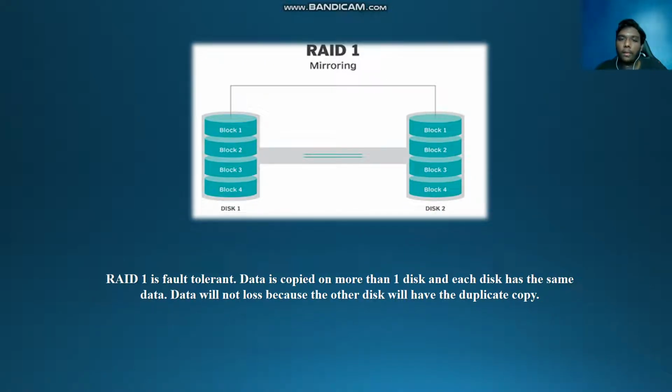RAID 1, mirroring. RAID 1 is fault tolerant. Data is copied on more than one disk, and each disk has the same data. Data will not be lost because the other disk will have the duplicate copy. It's definitely safe.